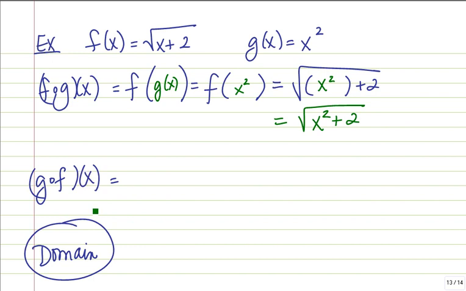So when we talk about the domain, we have to look at the inner function and the outer function and think about any restrictions. Well, the domain of x squared is all real numbers, right? That's a parabola. It's defined for every single value of x. And what about the square root of x squared plus 2? The only place that a square root is not defined is when the inner expression is negative. But x squared plus 2 is actually always positive, right? Because when we square a value, we get a positive number. If we add 2 to a positive number, it stays positive. So the domain of this composition is actually all real numbers.